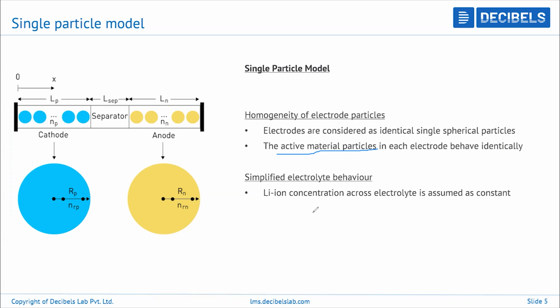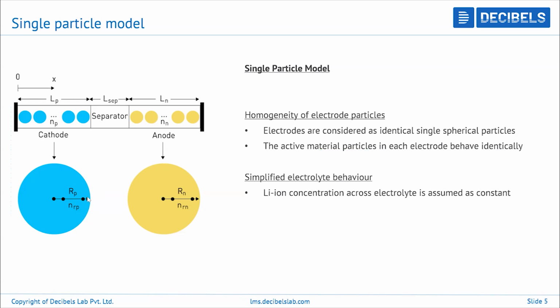Once again, the complication is that there is some non-linearity in the concentration of ions across the electrolyte in real time. But in the 1D model, we simplify it such that the concentration change across the electrolyte is constant. So we are not considering the electrolyte to act as a non-linear element. Everything is linearized here, and many things are simplified. This is what the single particle model does, and this is the aspect of the single particle model.